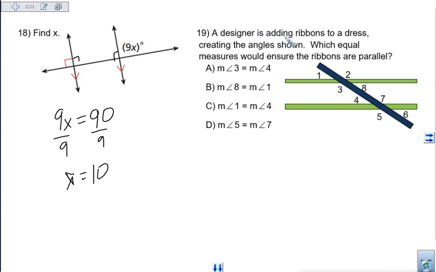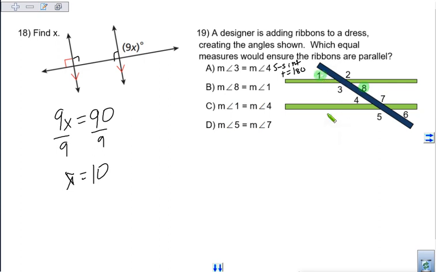And the last one, the designer is adding ribbons to a dress, creating the angles shown, which of the angle measures would ensure that the ribbons are parallel. The first one is that angle 3 and angle 4 are equal. So angle 3 and angle 4 are same side interior angles. And they typically add up to equal 180 degrees. So that could be true, but it's only true in one case. So that's a maybe.